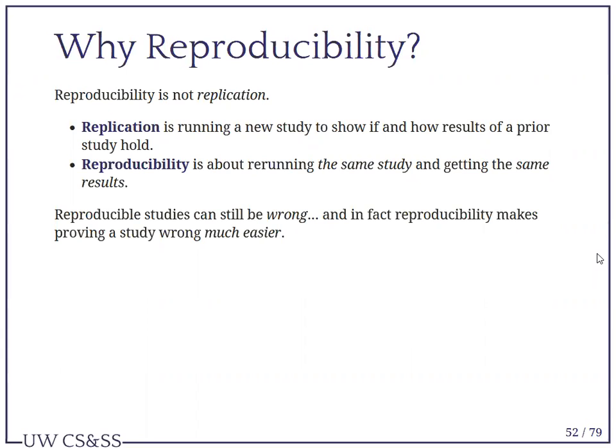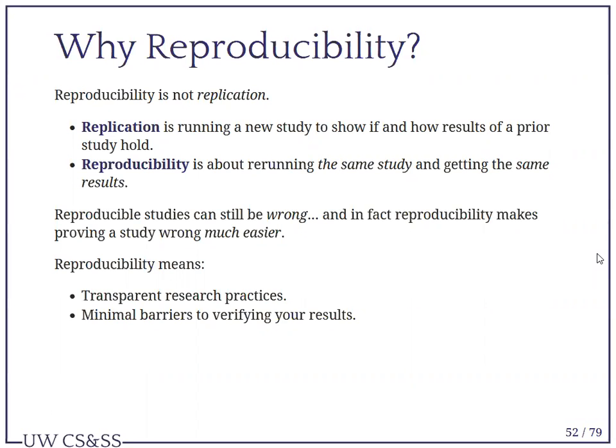Reproducible studies can still be wrong. In fact, reproducibility makes proving a study wrong much easier. And this is a good thing, because we want to know the capital T truth. We want to produce knowledge. So reproducibility often means transparent research practices and minimal barriers to verifying your results. Any study that isn't reproducible can be trusted only on faith.